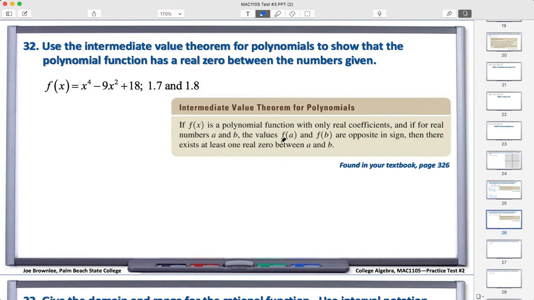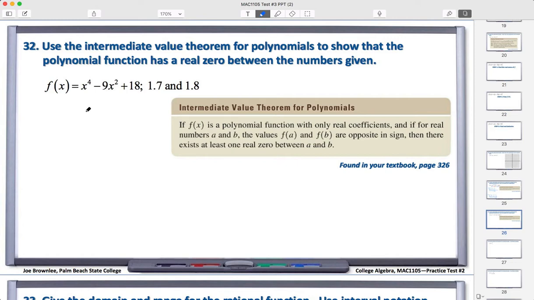And again, here's the intermediate value theorem that we talked about in question 31, and this just comes right from your textbook, page 326. Now, in question 31, we used synthetic division to show that there was some real number between a and b that was a zero for the polynomial function that was given. In 32, let's use the other method, which is simply taking your a and b values and plugging them into the function.